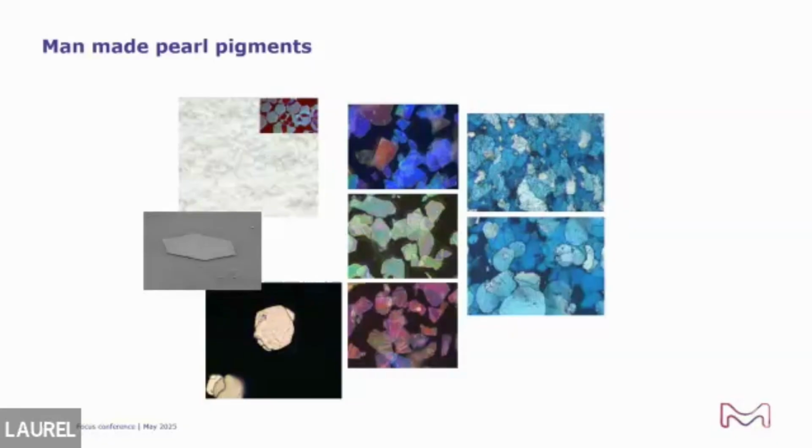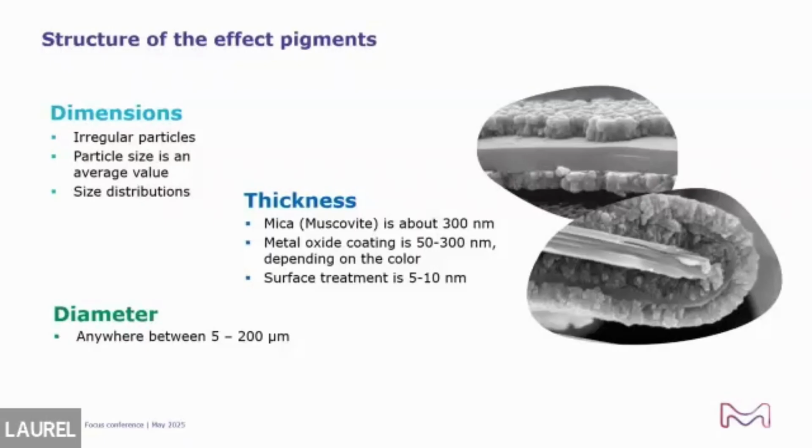But those man-made ones vary from a metal oxide coated substrate all the way to aluminum or metal oxide coated aluminum flake. So there are various technologies to make those man-made pearl pigments. This is the structure of the typical man-made effect pigments. They normally are irregular in shape. Particle size is often reported as an average value. We always report the size distribution, so you know the particle size range.